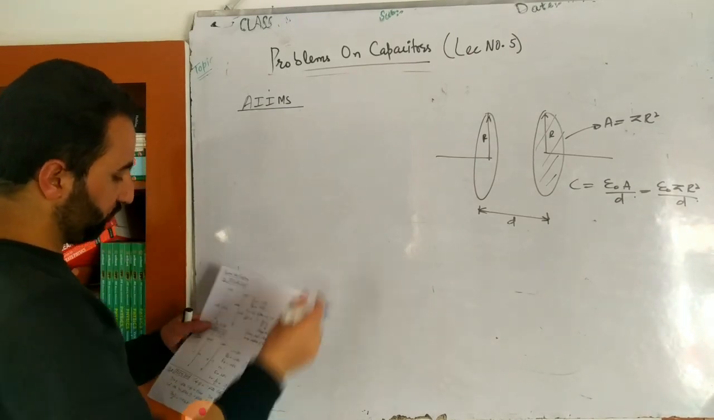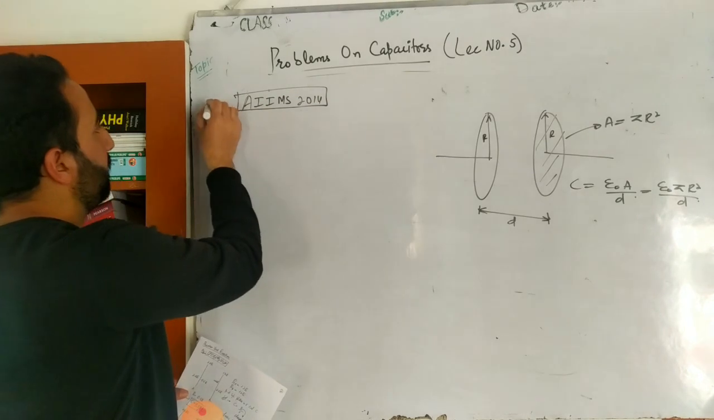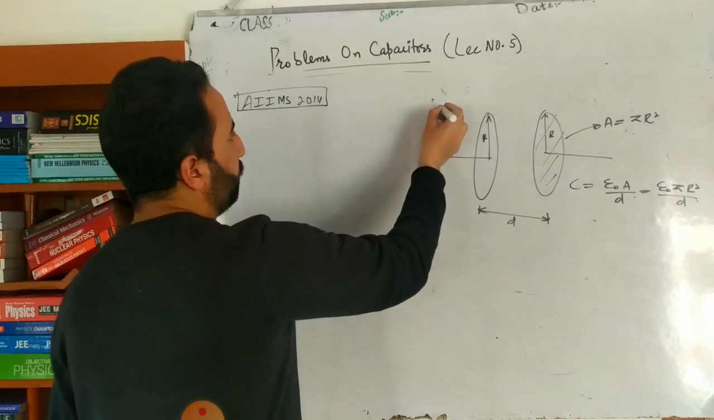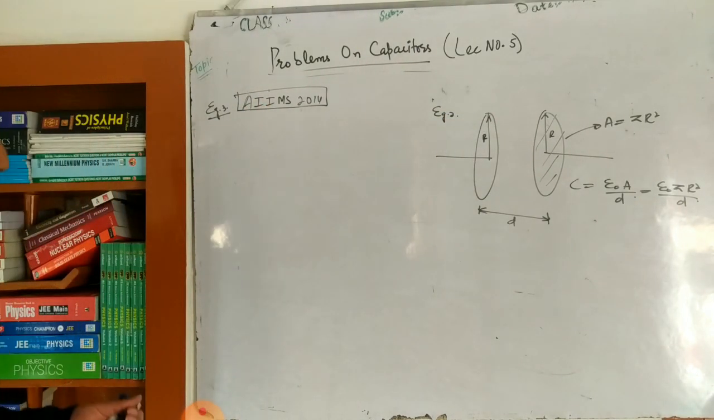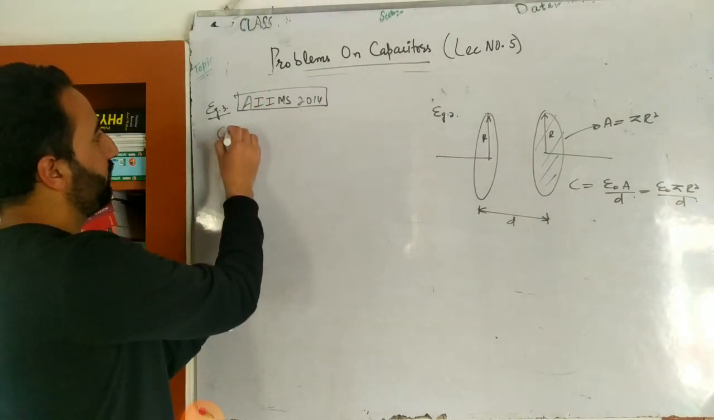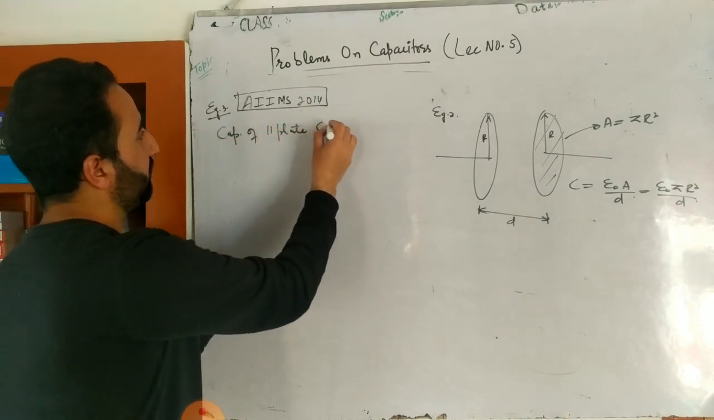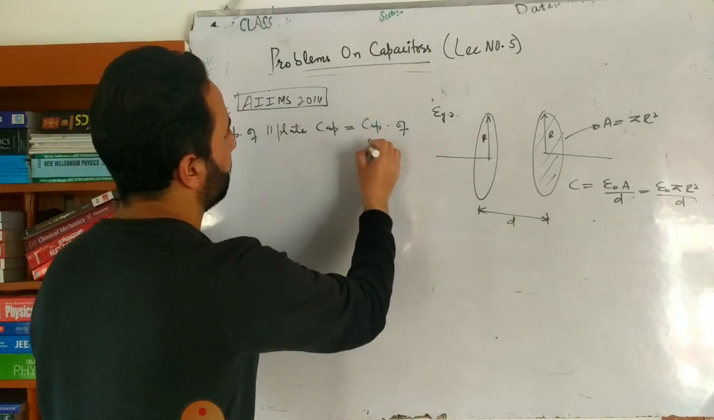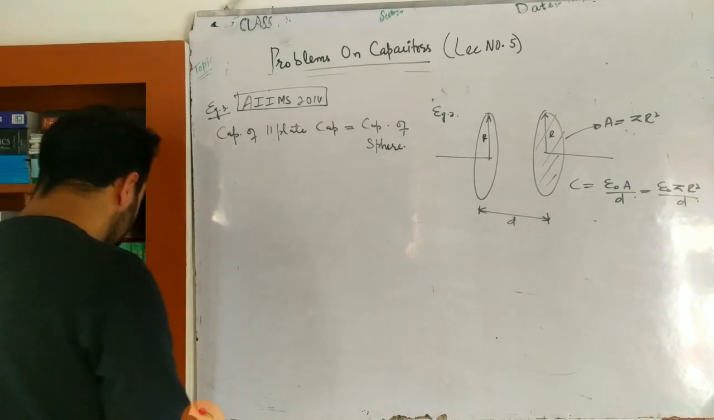This was asked in AMS 2014. Let's write example number 2. It is given to you that the capacitance of the parallel plate capacitor is equal to the capacitance of the circuit. The capacitance is the same. Then data is given to you.